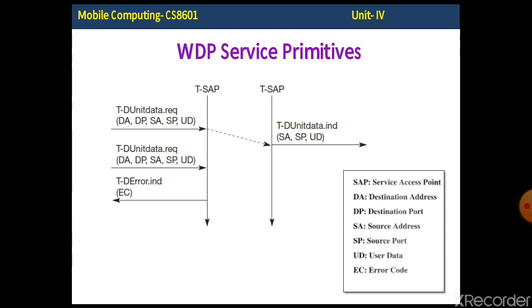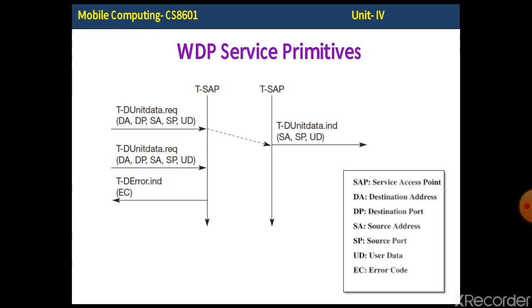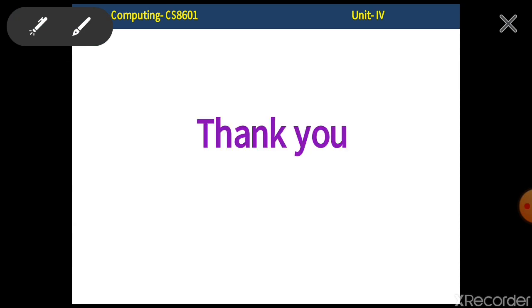Then after sending the request, there is no reply from the receiver side. So once again it sends the unit data component request. Then the error message is reported from the receiver to the sender. That error may be a packet mismatch, packet loss, a parameter mismatch, or user data that is too large. In such a way, the errors are indicated in the error dot indication. So this is the way the wireless datagram protocol service primitives are communicated from one layer to another layer. The service primitives means service operations.